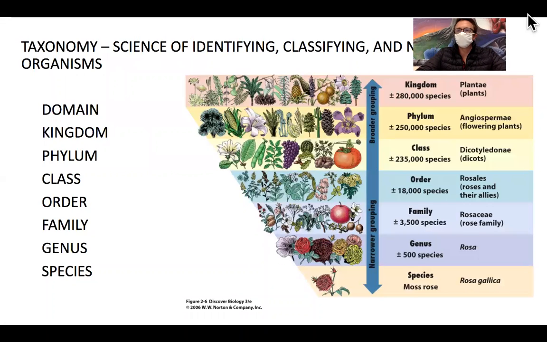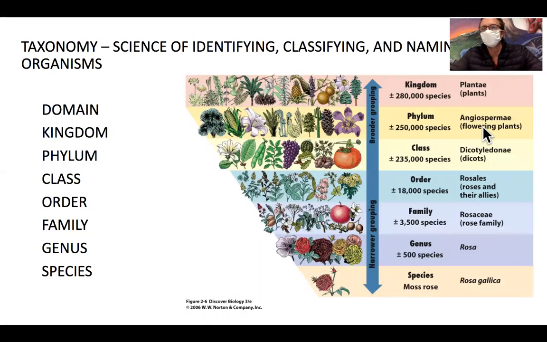Now, he also came up with like a filing system. So we organized music and movies by genres and subgenres. This is what we use for organizing living things. Domain, kingdom, phylum, class, order, family, genus, and species.